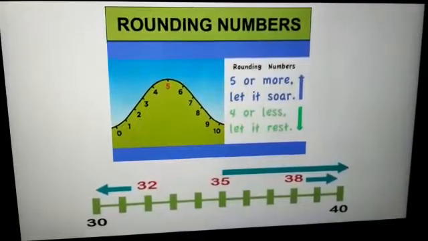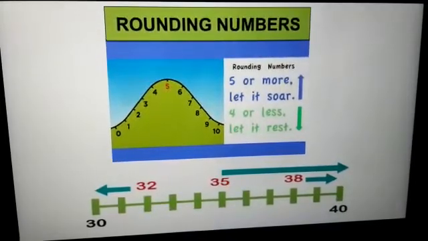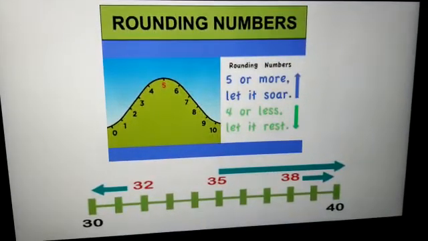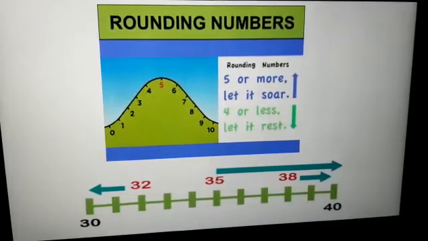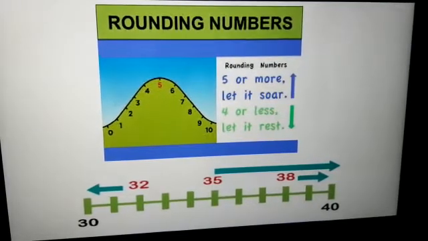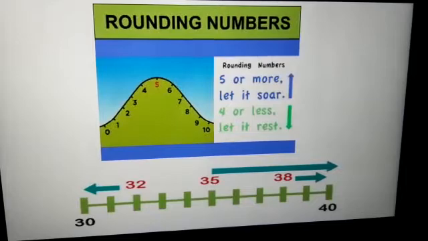So today we're looking at rounding. Again, let me remind you that at any point in time, you are more than welcome to pause the video if you need further clarification on anything that I've said, or you just want to go back and check again.